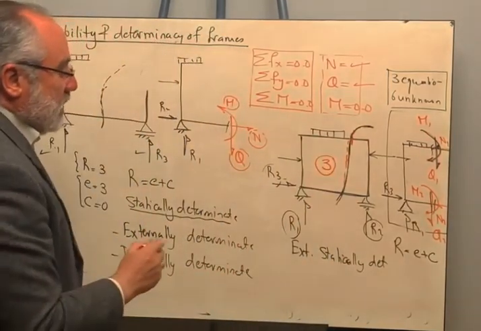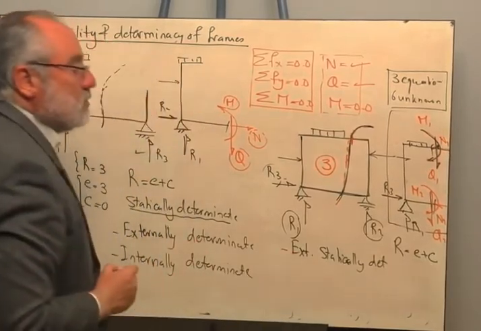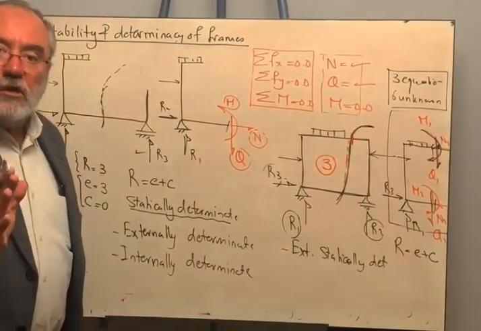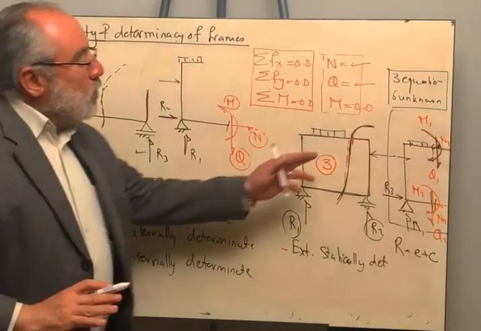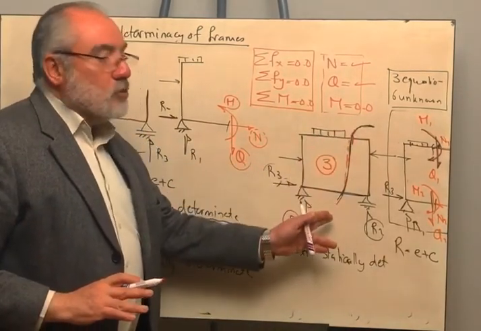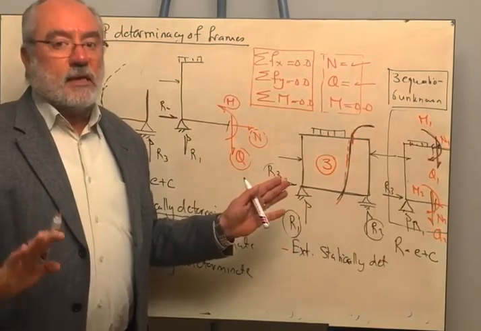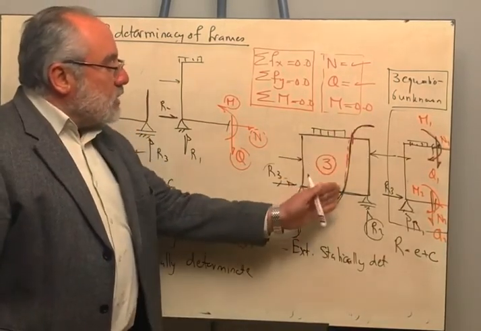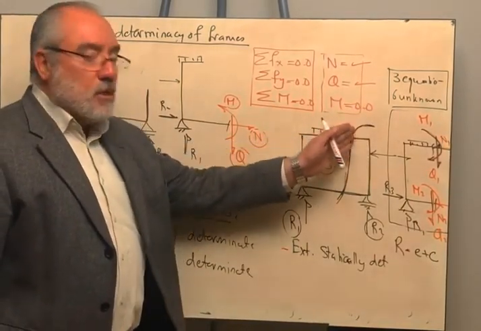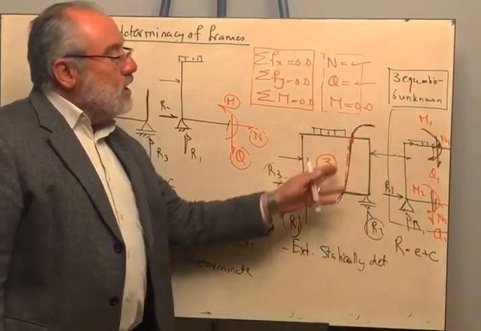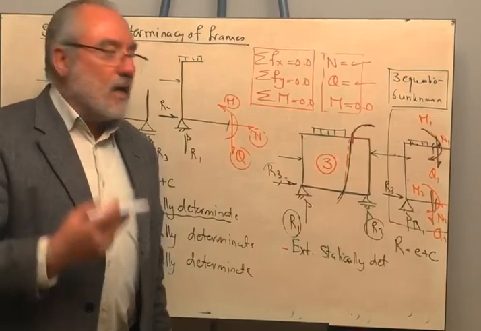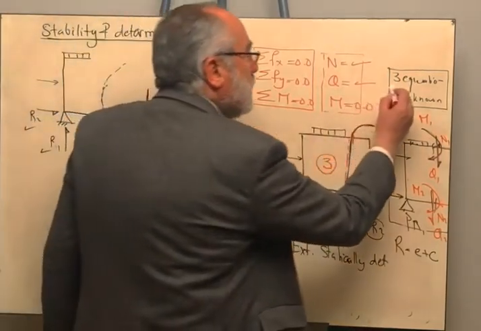Therefore this frame is externally determinate because we were able to determine the support reactions using the equilibrium equations. But whenever we want to draw the normal force, the shear force and the bending moment, we will not be able to do that. Because when you are cutting a section, this section will have to separate the frame into 2 separate parts completely. You will get 6 unknowns, and all that you have is 3 equilibrium equations.